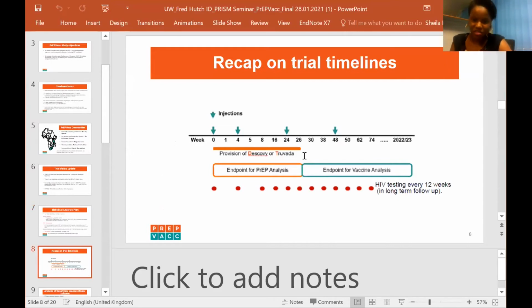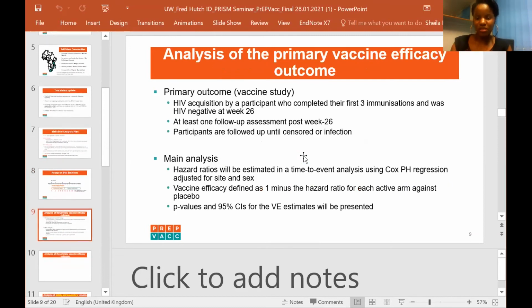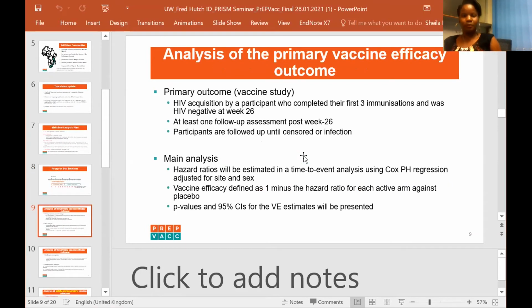The trial timelines, just a simple overview. We have the vaccinations at weeks 0, 4, 24, and 48, and we're able to follow up these participants to week 74 and beyond. The PrEP analysis will cover mostly from week 0 up to week 26, after which we're going to have the vaccine analysis from week 26 and beyond. There'll also be routine HIV tests in the follow-up period beyond week 74. So our participants are able to stay in the trial up to week 74 and beyond.